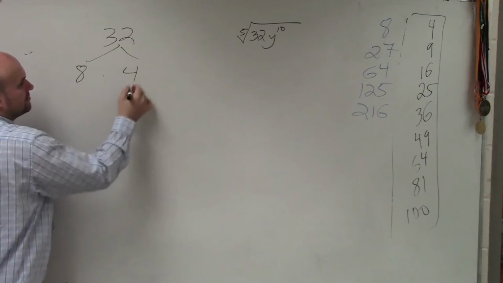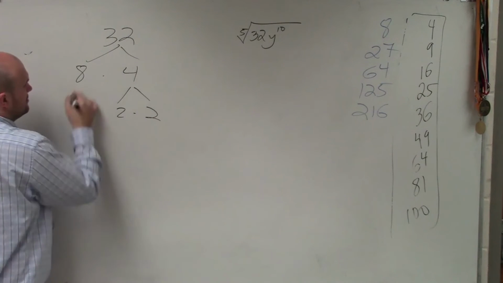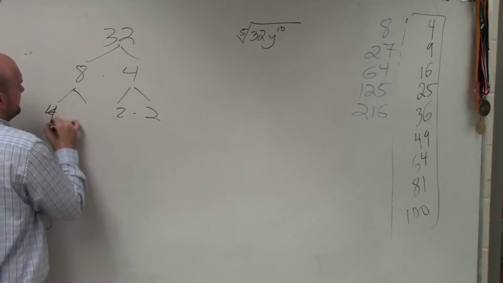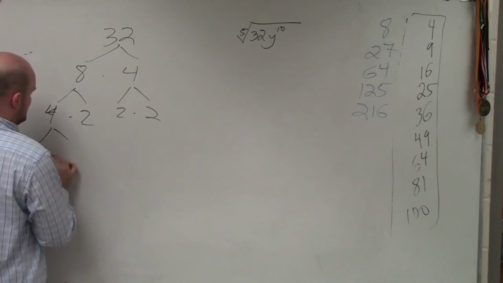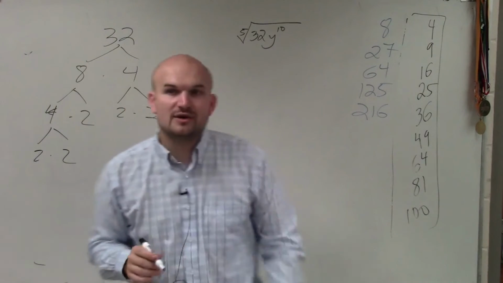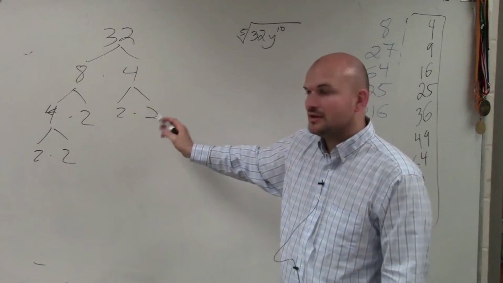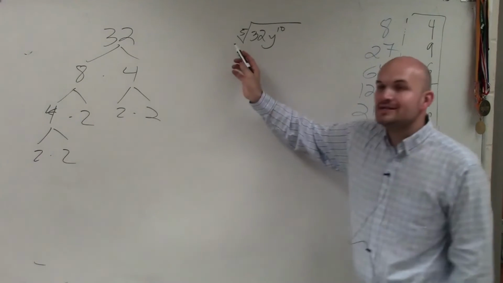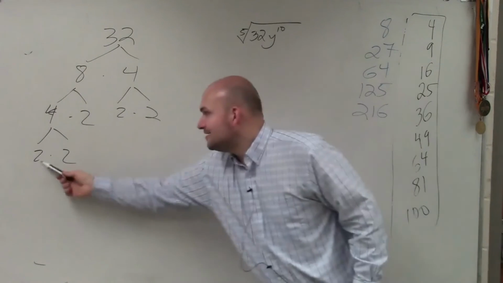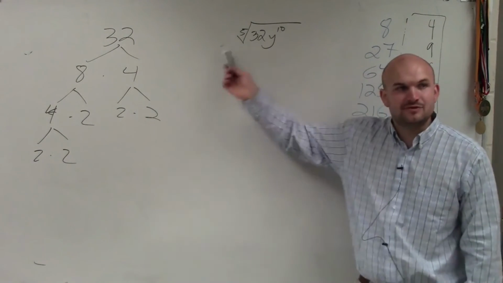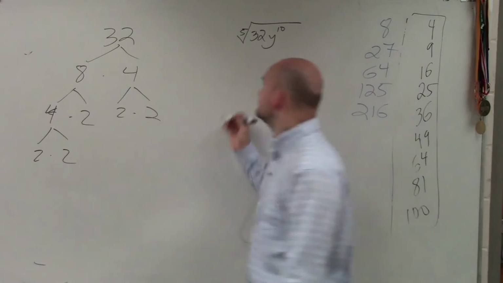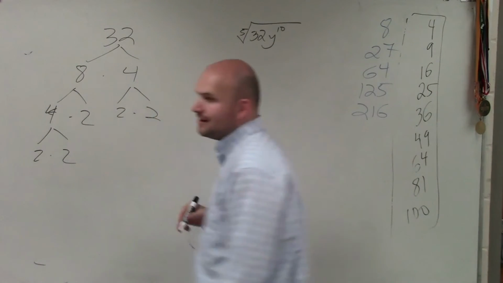8 times 4. 2 times 2. 4 times 2. 2 times 2. And what you guys notice is 2 times 2 times 2 times 2 times 2 equals 32. So what number multiplied by itself 5 times gives you 32? 2. So clean.